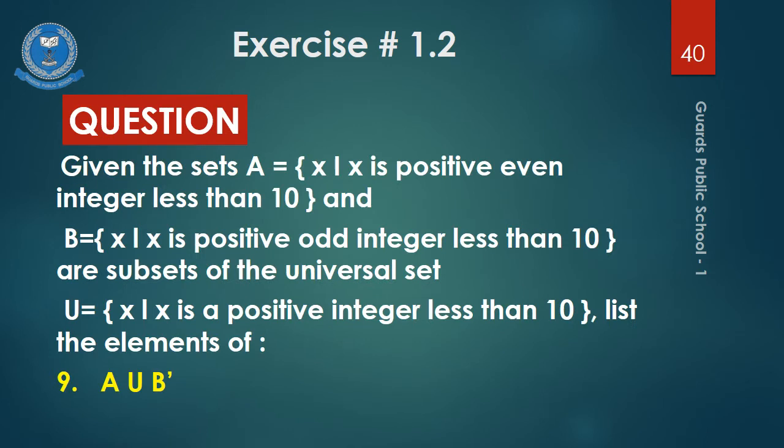Exercise number 1.2 and next question is: given that the sets A is equal to {x such that x is a positive even integer less than 10} and B is equal to {x such that x is a positive odd integer less than 10} are subsets of the universal set U is equal to {x such that x is a positive integer less than 10}. List the elements of (A union B) complement. It is question number 9 in your book.